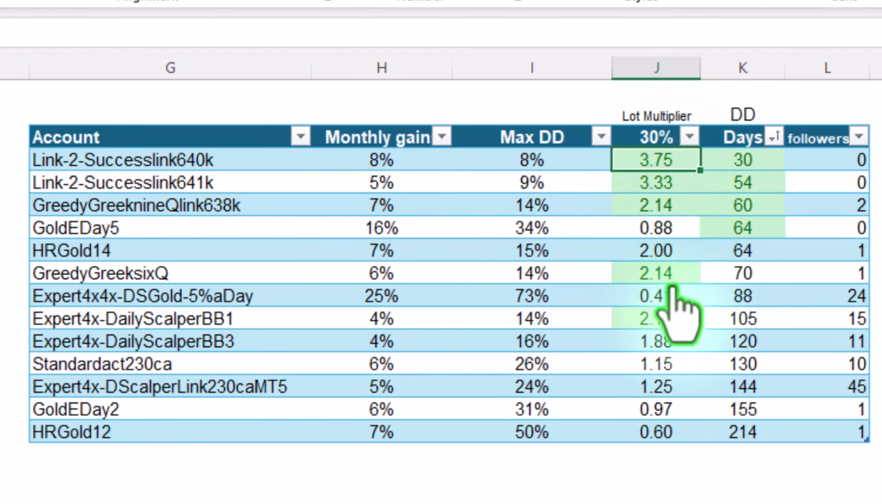And it goes down, and you can see some of these ones. Let's say the account that we looked at here, it says, okay, because there's a 24% drawdown and you're happy with 30%, you can have a lot size of 1.25.